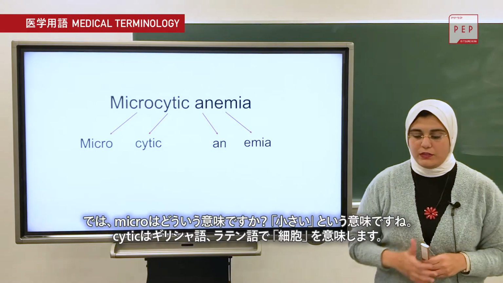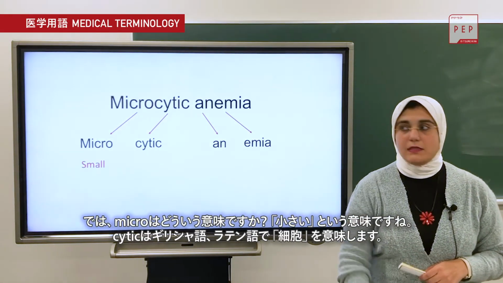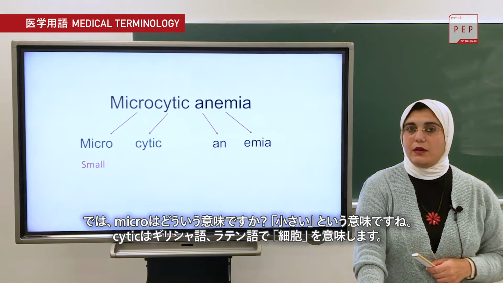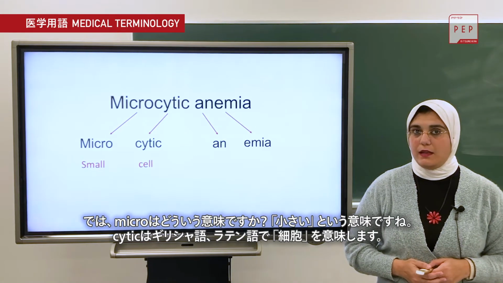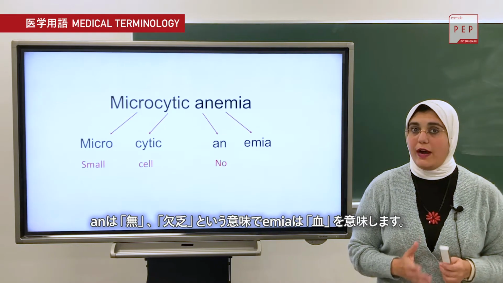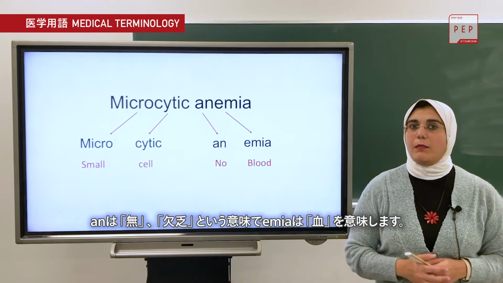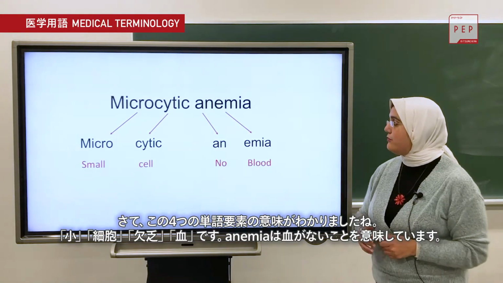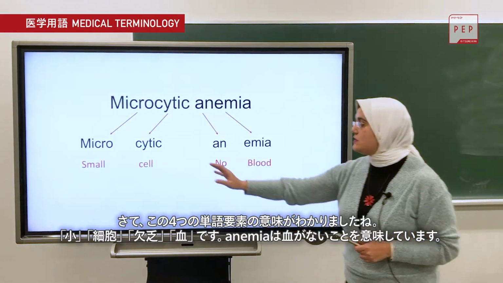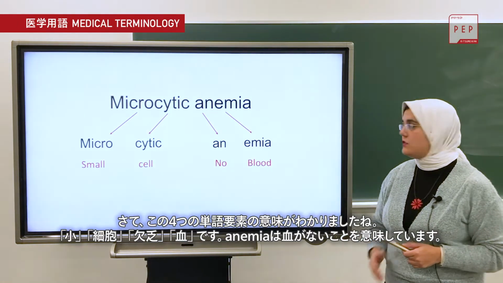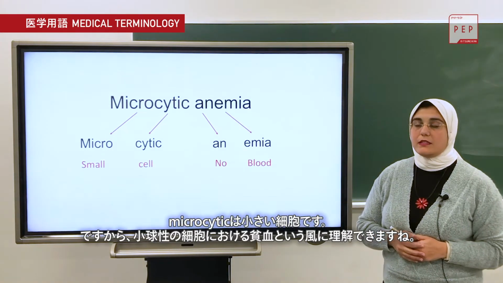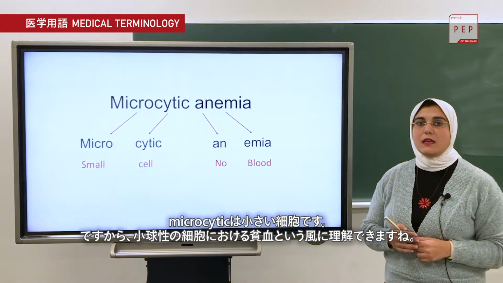So let's see. What do you think micro means? Micro means small. Cytic is a Greek or Latin word and the meaning is cell. An means no or absent. Emia means blood. So now we know the meanings of the small parts of the term. Small cell, no blood. So, no blood is anemia. Small cell is microcytic. So, it's the anemia where the cells are small.